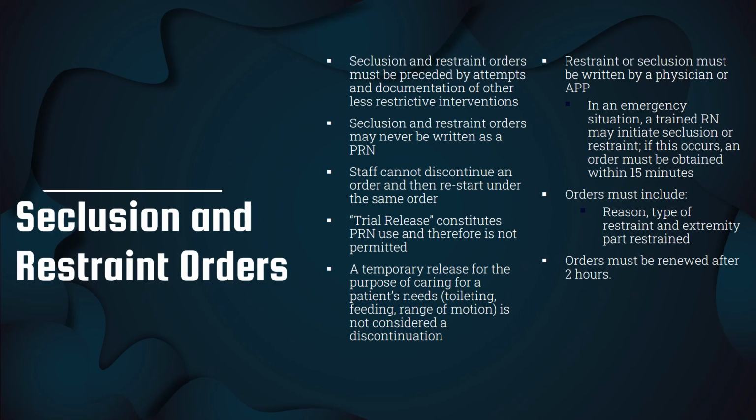If a patient requires the use of seclusion or restraint, the order and all documentation must be completed thoroughly. A seclusion or restraint order must specify least restrictive interventions that were attempted prior. An order for seclusion or restraint can never be written as a PRN order. Staff cannot discontinue an order, then restart a seclusion or restraint under that same order. A new order would need to be obtained.